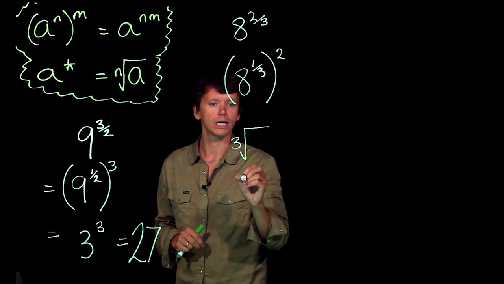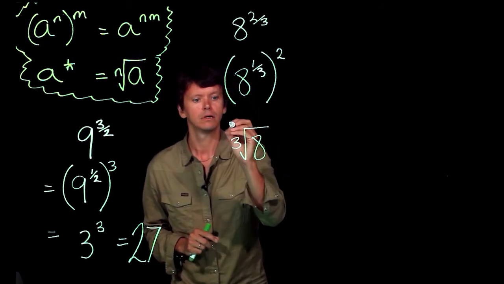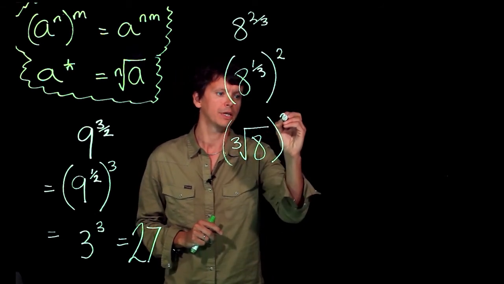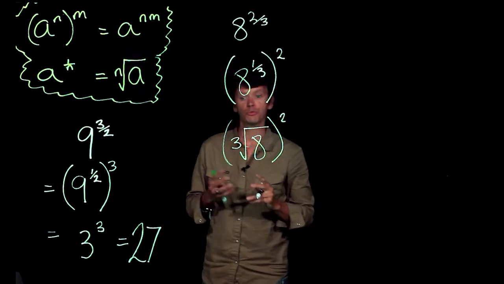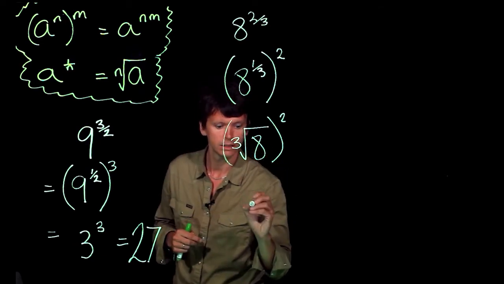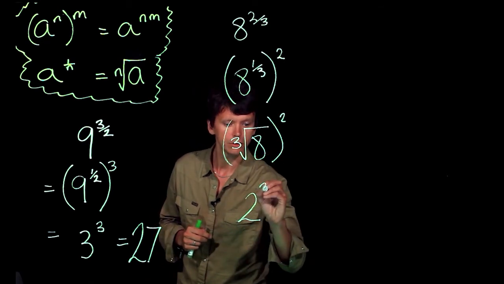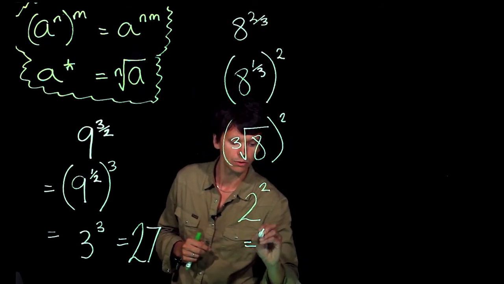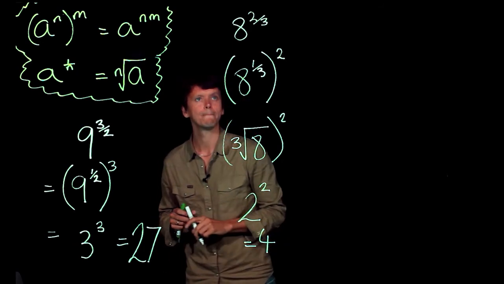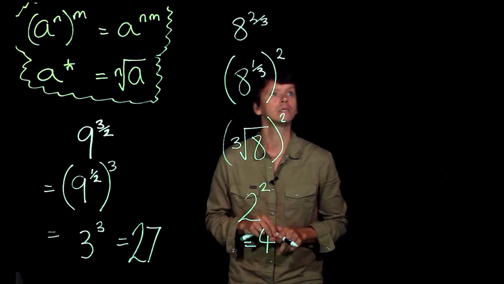Notice here that 8 to the power of 1/3 we know is the cube root. Cube root, we write like this. The cube root of 8. That's the number that we're then going to square. Cube root of 8, well, we know that's 2, because 2 times 2 times 2 equals 8. So actually the number in our bracket becomes 2. 2 squared equals 4.